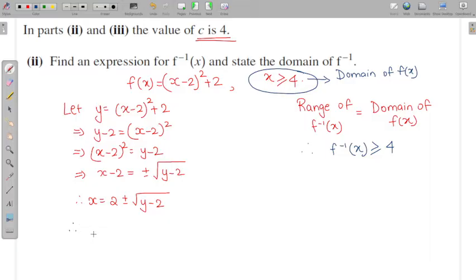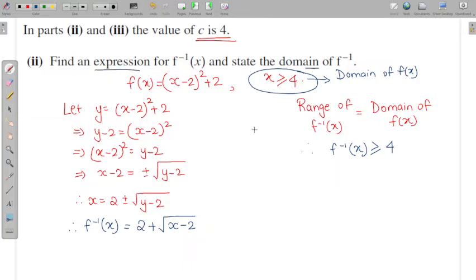So for our final answer for the inverse, it is going to be f inverse of x equal to 2 plus square root of x minus 2, because if it was minus here, then you're subtracting values from 2, right? So you can never have a value which is greater than or equal to 4. So that was the answer for this part, finding the expression.